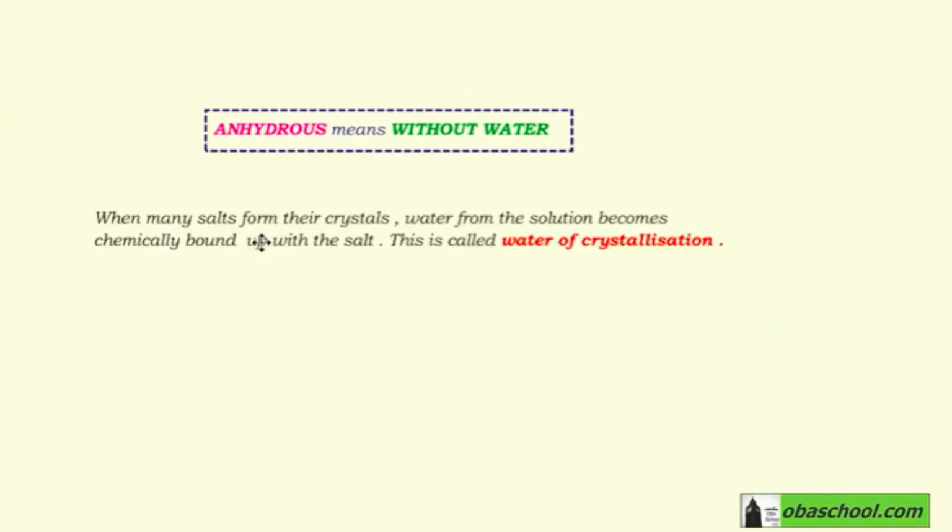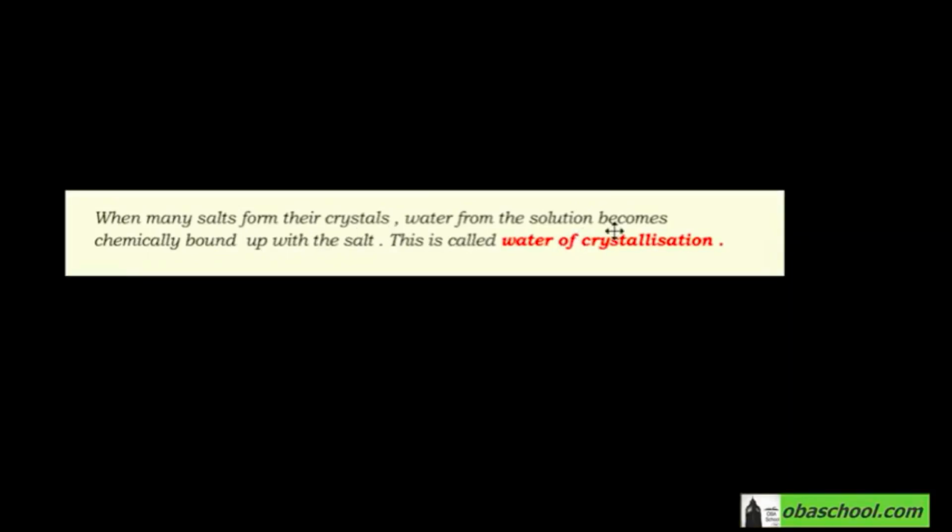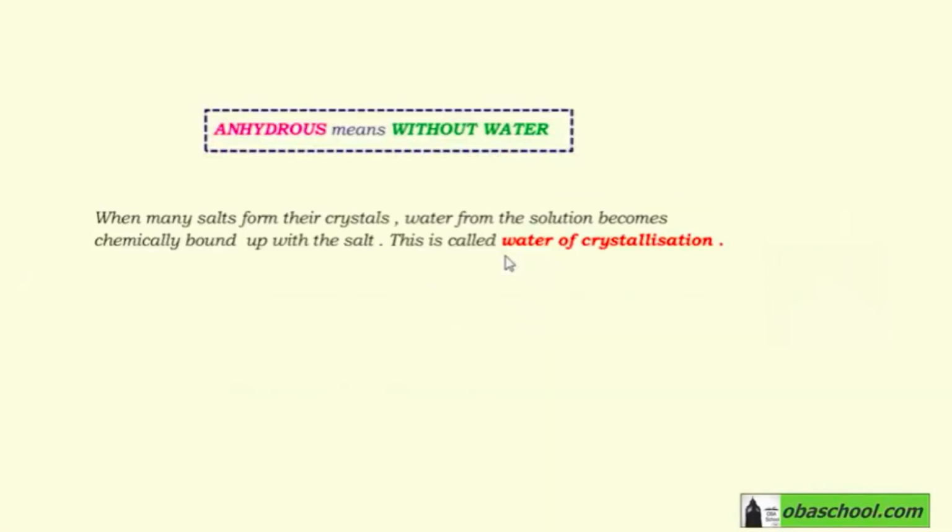When many salts form their crystals, water from the solution becomes chemically bound up with the salt. So when the salts transform into crystals, the water found in the solution bonds with the salt. This is called water of crystallization, which means that the salts that turned into crystals originally contain water, which reacted with the salt to turn into crystals. So this is water of crystallization.